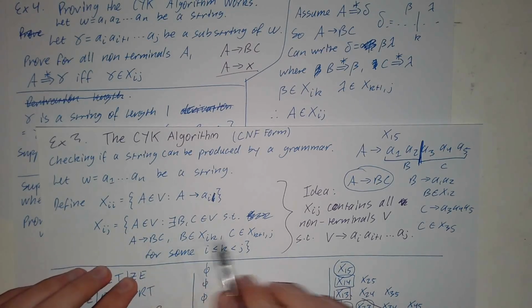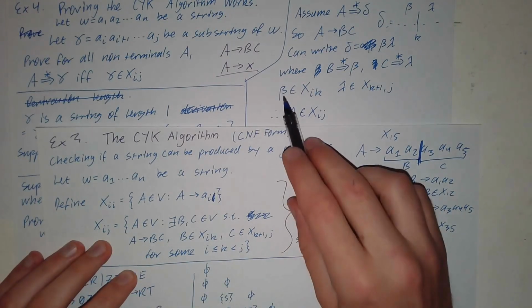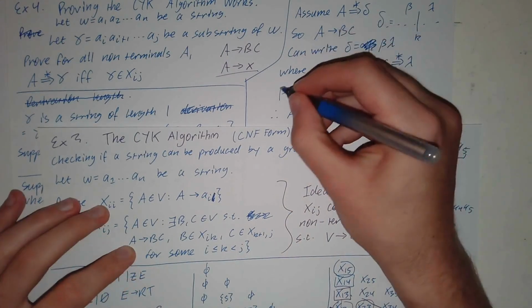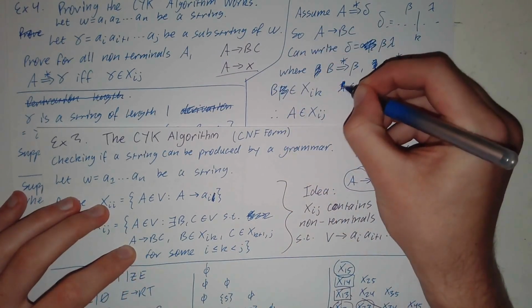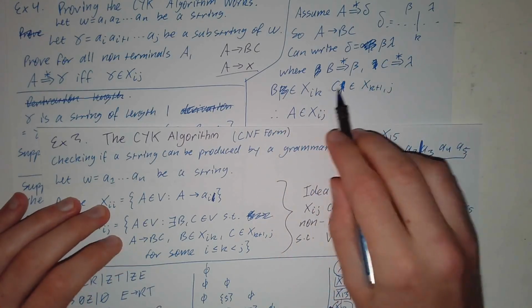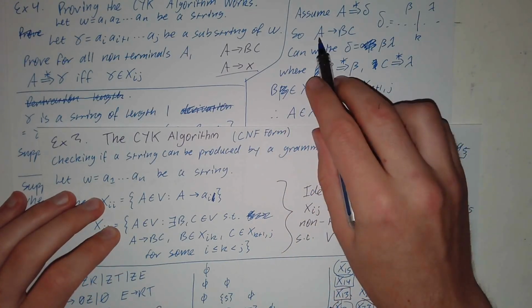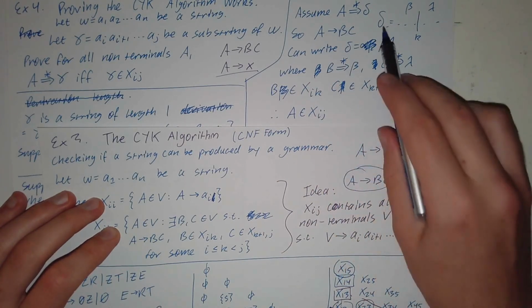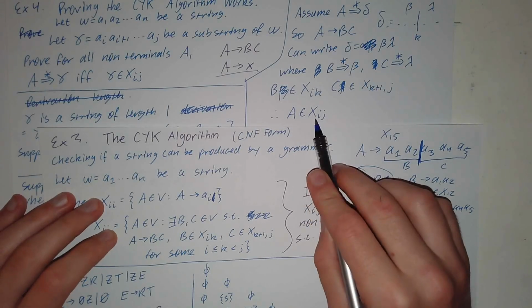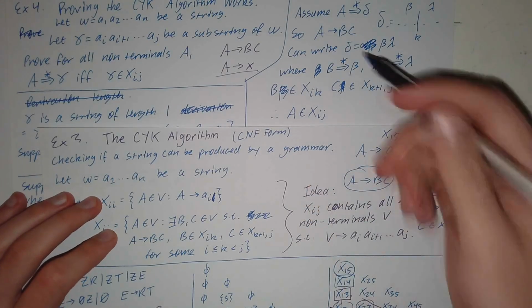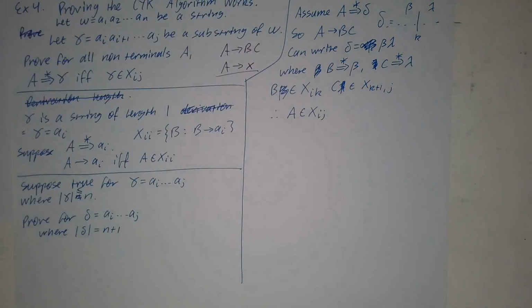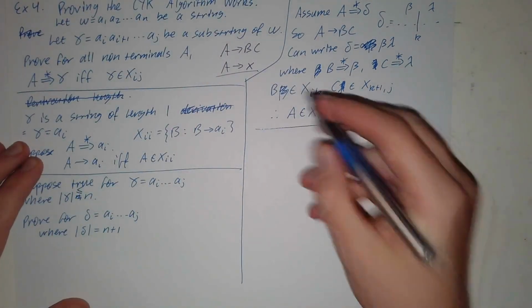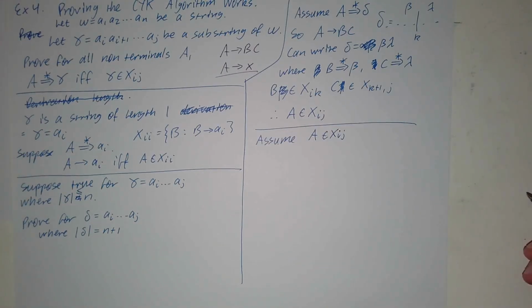That is, this definition here, right? Because B is in this set, I beg your pardon, this should be B and this should be C. Because B is in this set, C is in this set, and A can produce BC, and these two sets provide a splitting of delta, that means A must also be in this set. So that's proven one direction. Now we have to prove the opposite direction. So we're going to assume that A is in the set, and then try to prove A can produce delta.